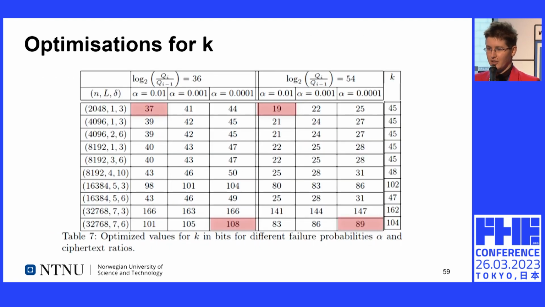And so then we fixed the ciphertext moduli ratio to 36 bits and 54 bits in turn, and looked at this factor by which we multiply the modulus to get the special modulus, k. And so you can see the k that we experimentally observed in this column that has been elegantly glued to the end of the table.